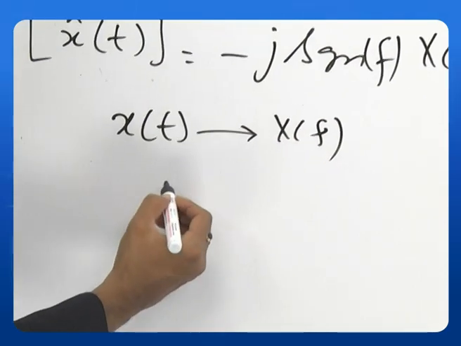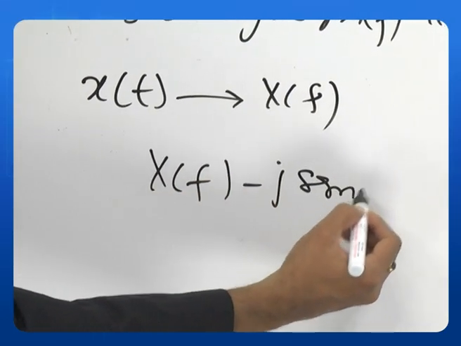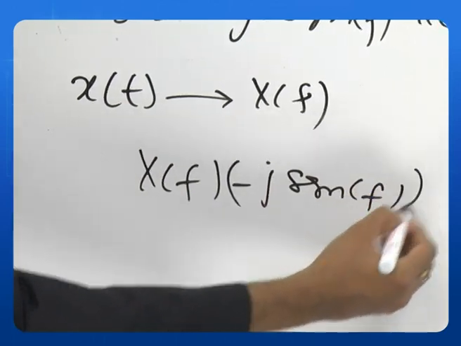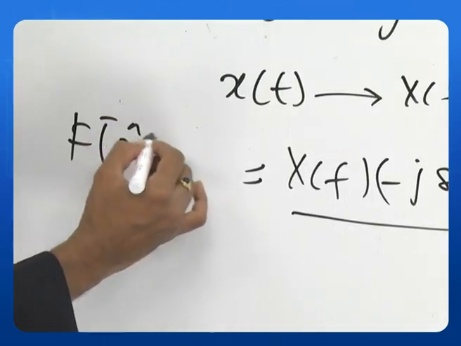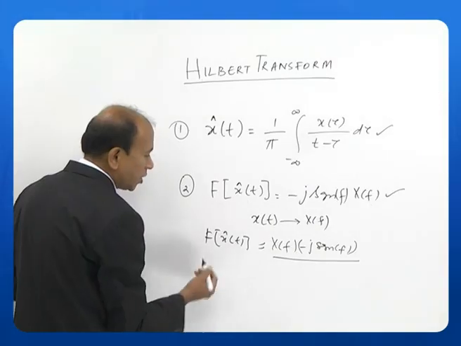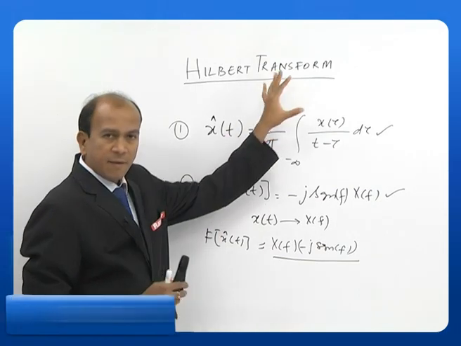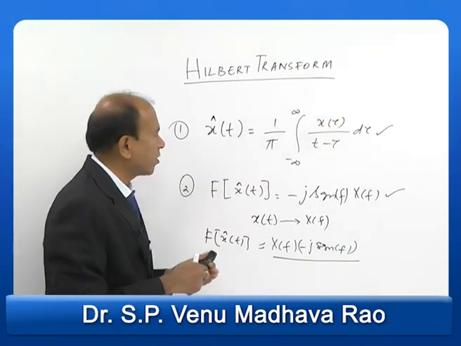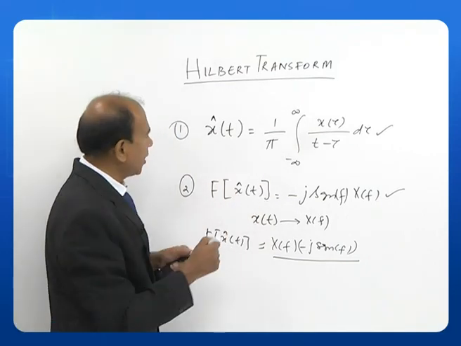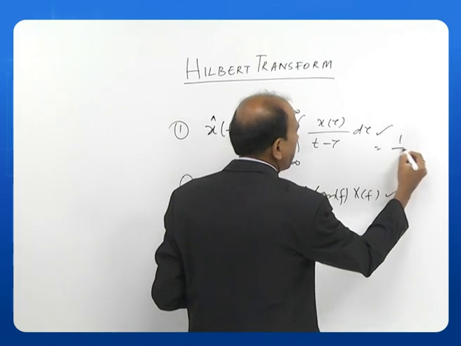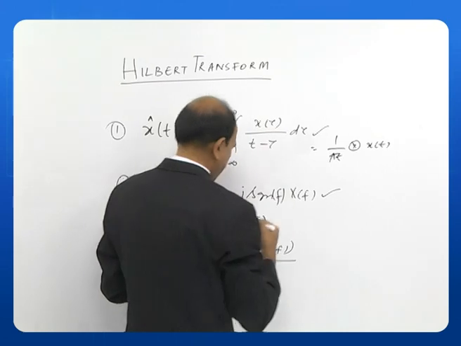Then after I get X of f, I multiply it with minus j signum of f. So, when I do this, I will get the Fourier transform of x cap of t. That is what we have written. So, there are two ways in which you can solve the problem. The one is this very complicated problem. In fact, this is the convolution of 1 by pi t and x of t. Okay, this is nothing but 1 by pi t convolved with x of t.